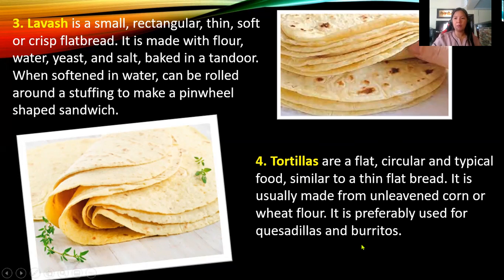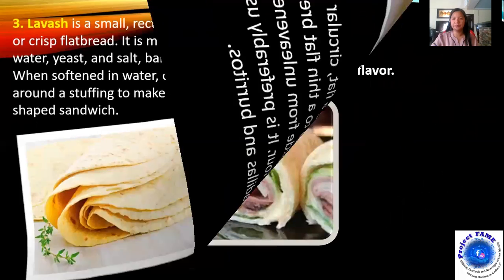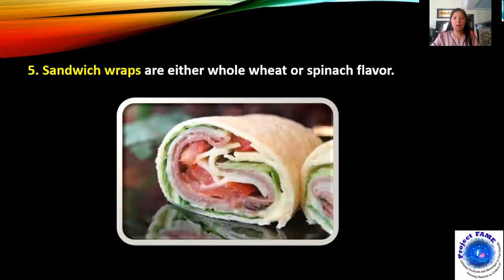And the fourth type of flatbread is the tortillas. They are flat, circular, and typical food, similar to a thin flat bread. It is usually made from unleavened corn or wheat flour. It is preferably used for quesadillas and burritos. Okay, we also have the sandwich wraps. It's either whole wheat or spinach flavor.